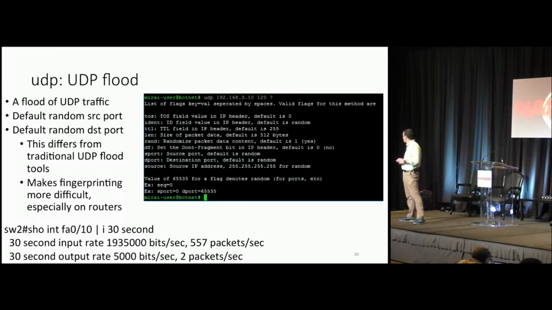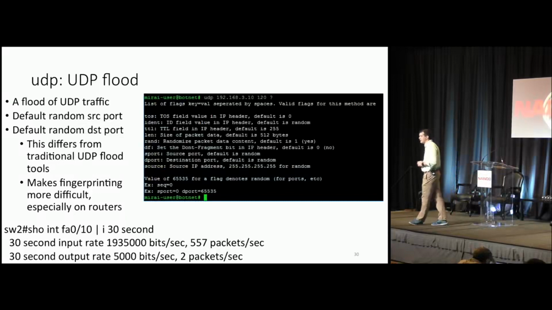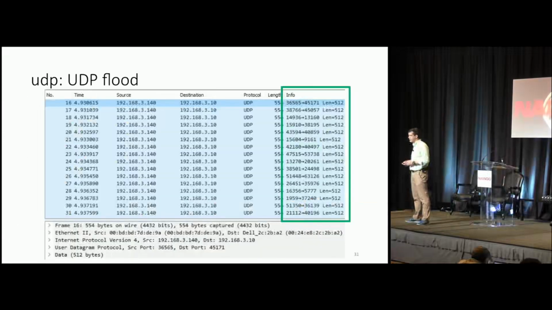So a little bit harder to handle, you know, if you're handling this on a router. You can see it's almost 2 meg of traffic that's generated here. Not a ton. We've seen pretty good UDP attacks. And this is just what's generated out of a camera, so it's not a ton of traffic.